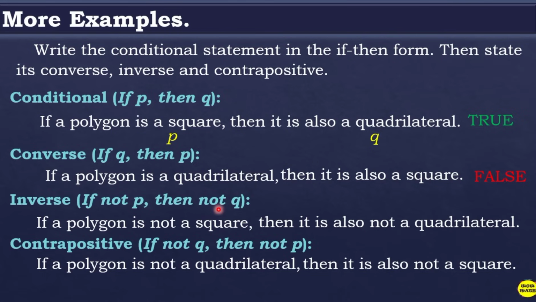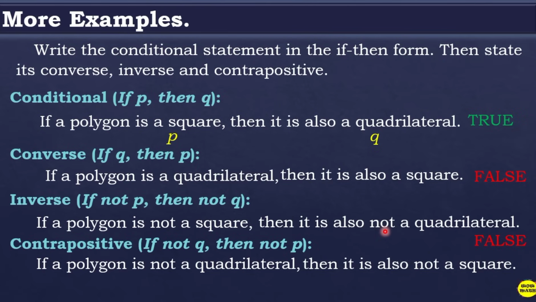Next, if a polygon is not a square, then it is also not a quadrilateral. So, this is false. Okay? Kung hindi man siya square, pwede pa rin quadrilateral. Kasi, sabi ko nga, hindi lang po square ang ating quadrilateral. Okay? So, kung hindi man siya square, possible na quadrilateral pa rin siya gamit ang ibang polygons.